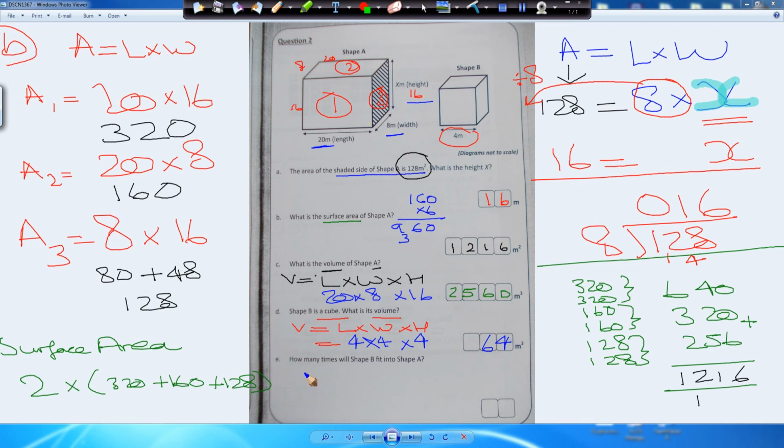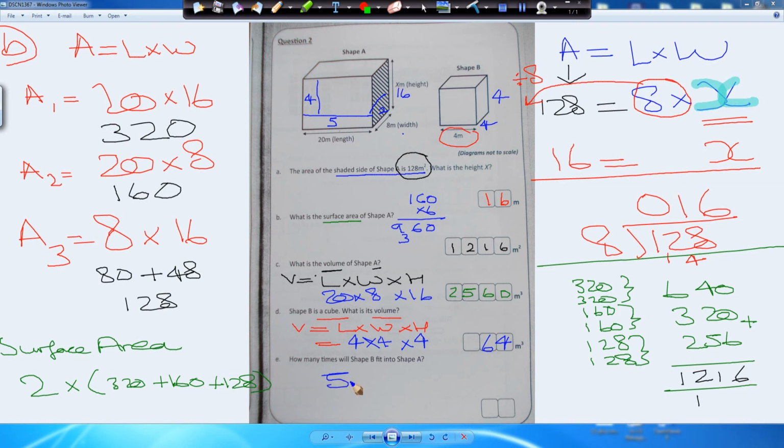Okay. Question E. How many times does shape B fit into shape A? There's different ways of doing this particular question. I'm just going to rub off this bit here. We can put back 16 onto this one. That's 16. Now we know that's 4, and that's 4, and that's 4. Is that right? Yes. Now how many 4s will you fit along the bottom 20? 5. How many 4s will you fit along this 8? 2. How many 4s will you fit in the height 16? 4. So you fit 5 cubes along here, 2 along there, and you stack them 4 high.